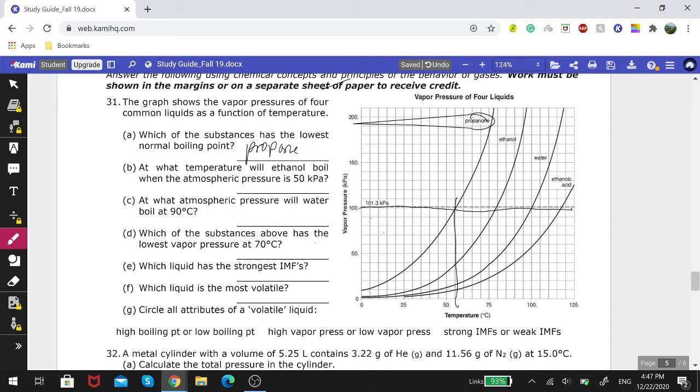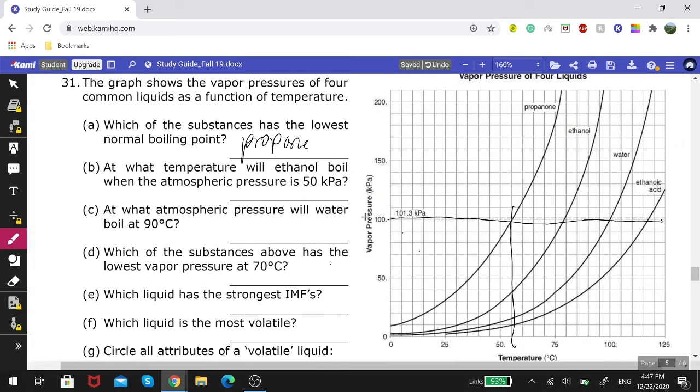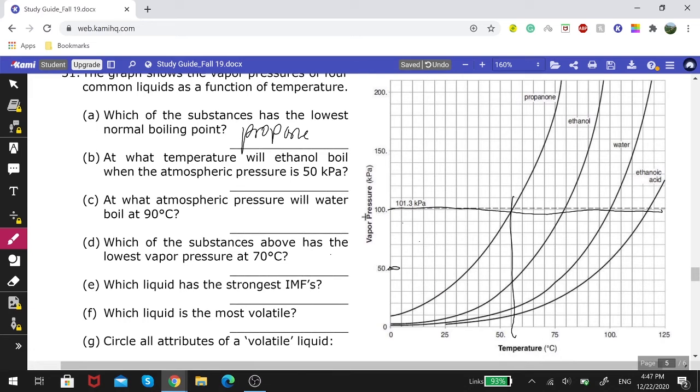And at what temperature will ethanol boil when the atmospheric pressure is 50 kPa? So this is 50 kPa and ethanol. Alright, this is ethanol. So when it's at 50, how hot does it get until ethanol boils? So about 70 degrees Celsius. Nope, my bad. Sorry, this is not 70. This is 62. About 62 degrees Celsius.